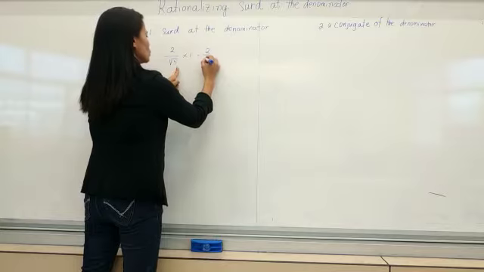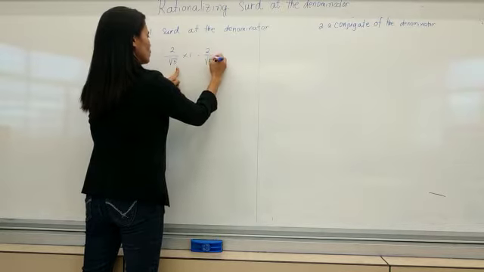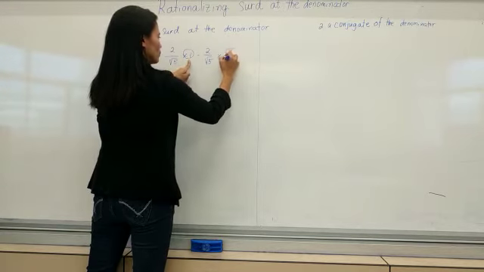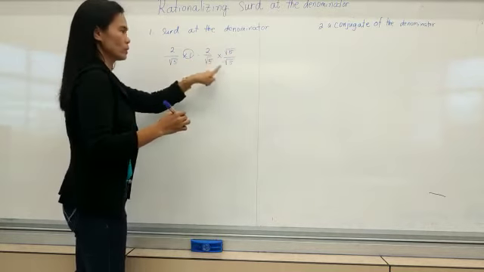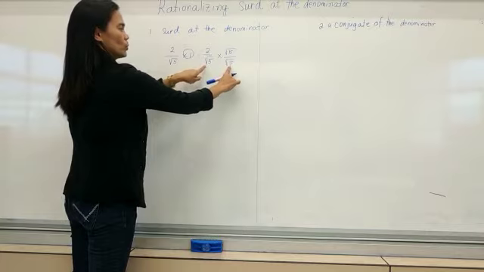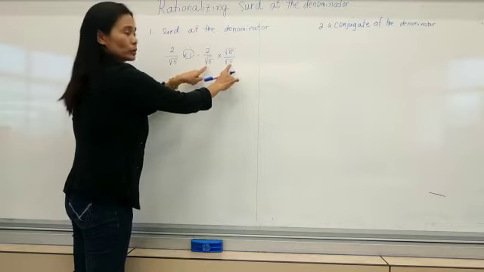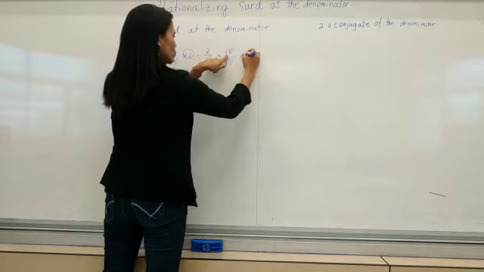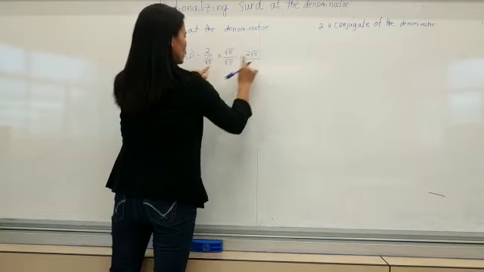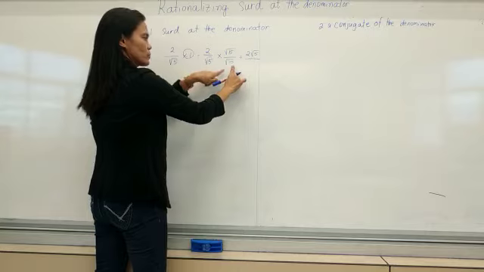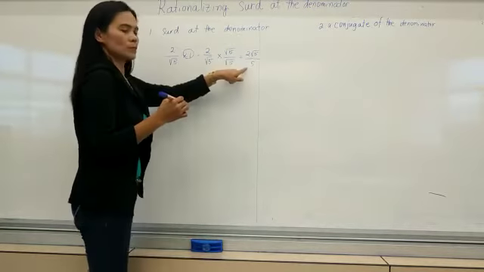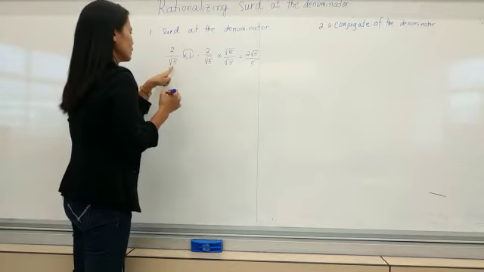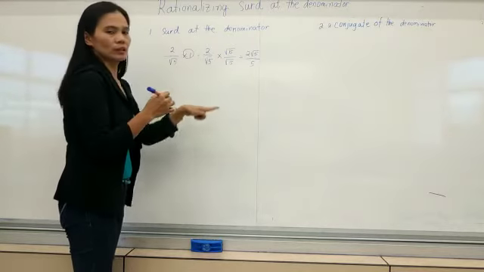Let us see. 2 over square root of 5 multiplied by 1, which can be written in the form of square root of 5 divided by square root of 5. If you divide this, that gives us 1. So we avoid the root at the denominator. Simplifying further, 2 times the square root of 5 gives us 2 square root of 5 divided by square root of 5 times square root of 5, which gives us 5. So by rationalizing, we finally avoided the surd at the denominator.